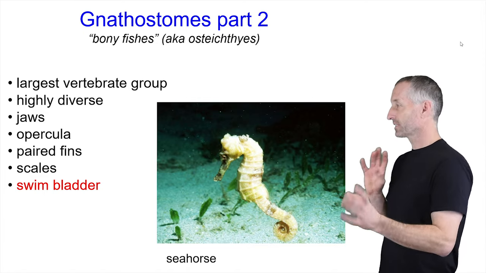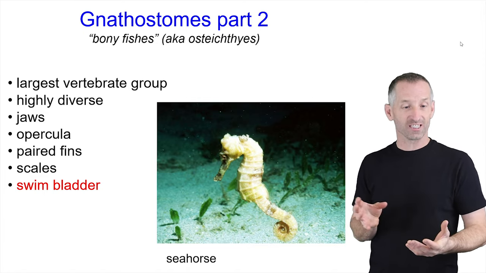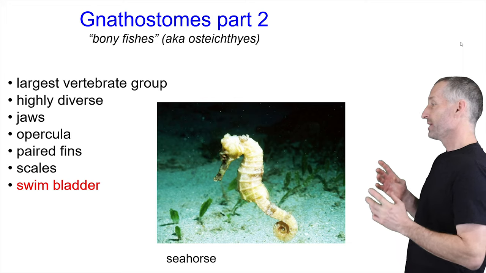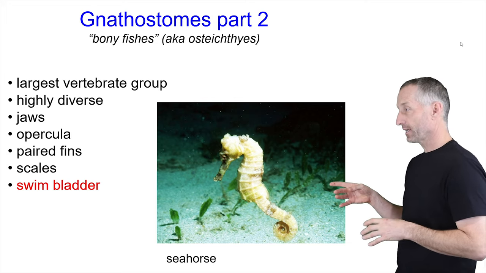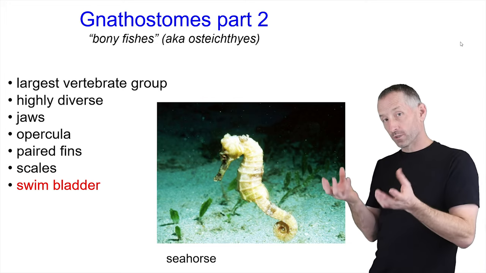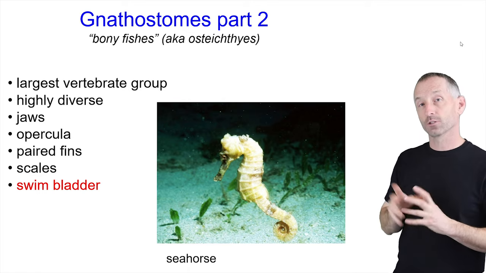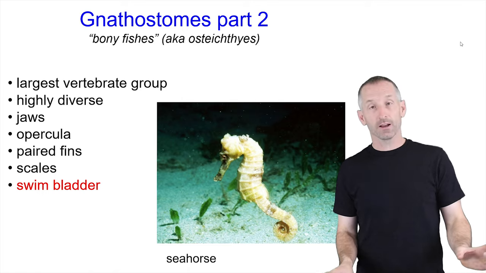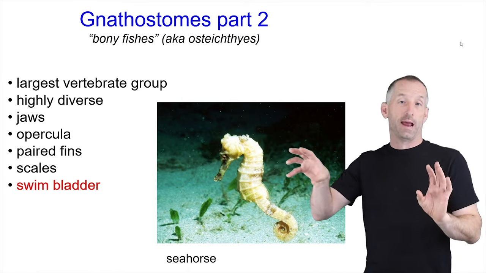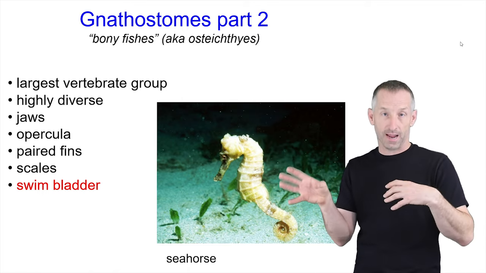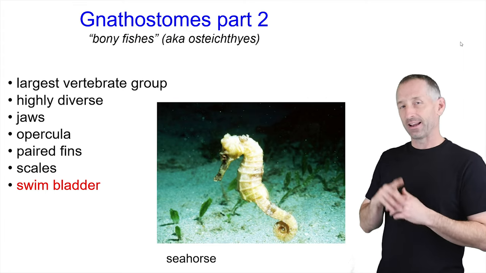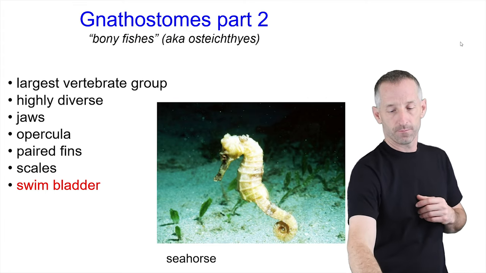Okay, so in this second part of gnathostomes, the osteichthyes, bony fishes, these have by far the highest diversity, and they still, of course, have jaws. They have an operculum, that is a bony plate that's protecting their gills. They have the paired fins, of course, and scales, all of which evolved in the joint ancestor to both cartilaginous and bony fishes. And now they also have a swim bladder.